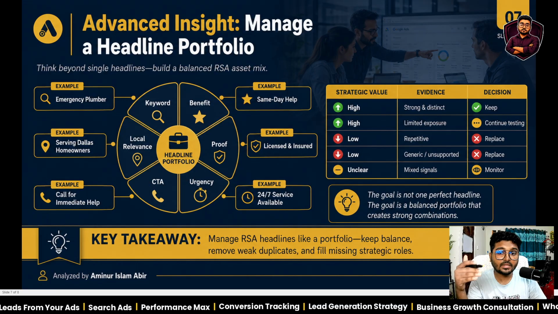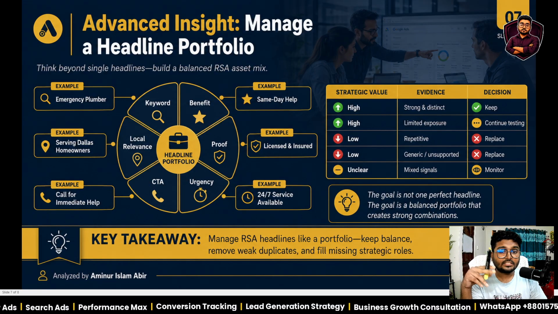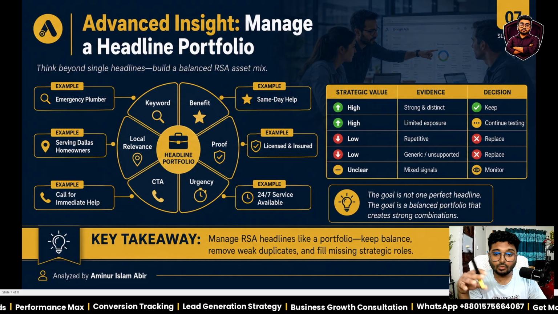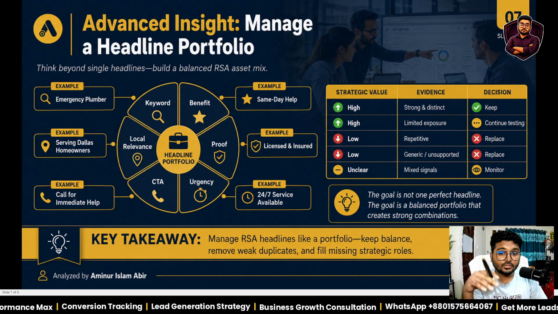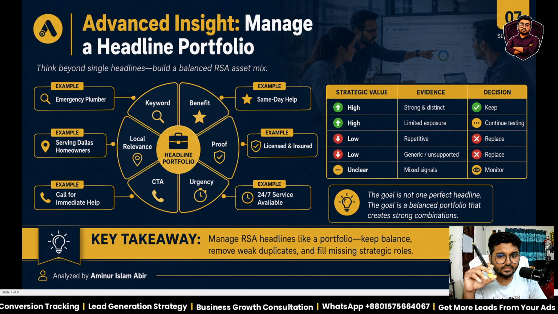This matches emergency intent. CTA headline: call for immediate help, check today's availability. This shows the next step. Local headline: serving Dallas homeowners, local plumbing technician. This confirms the service area.